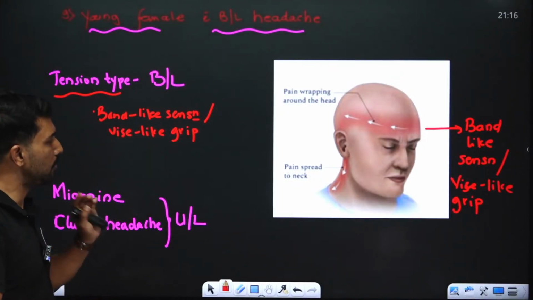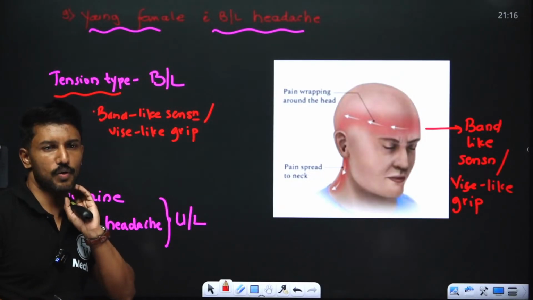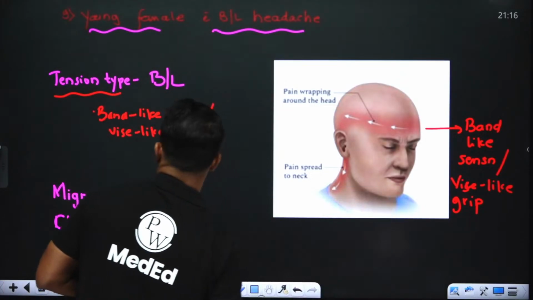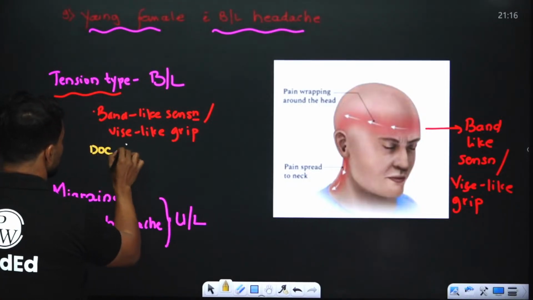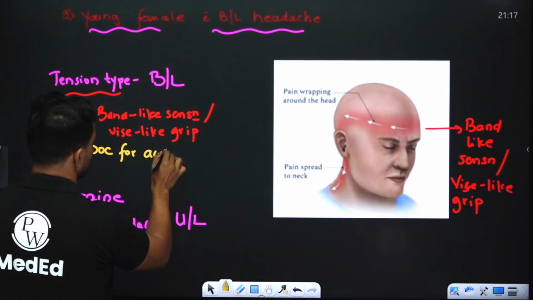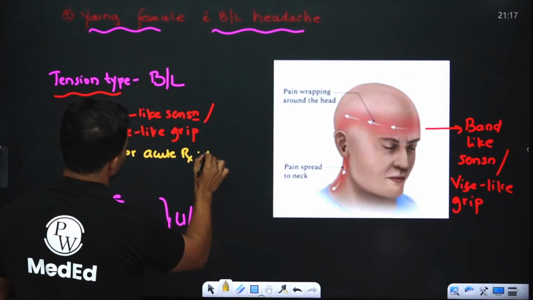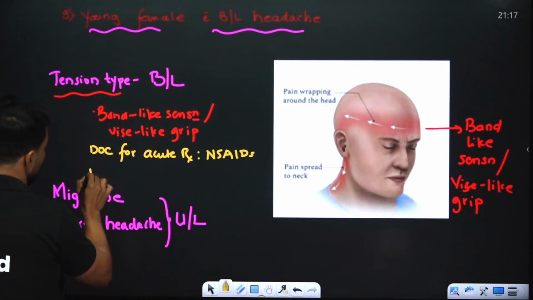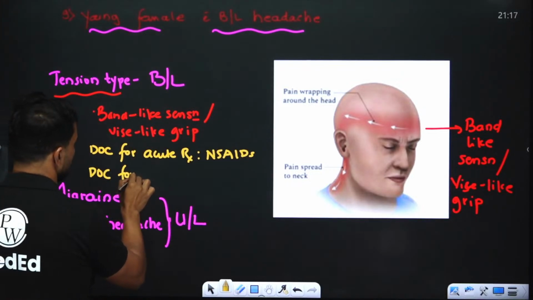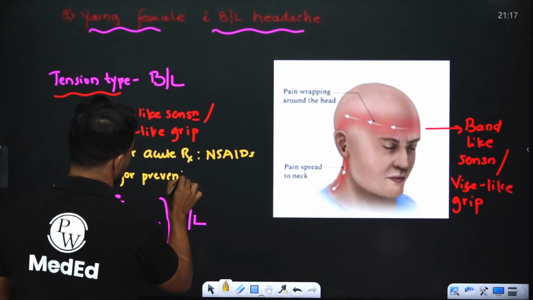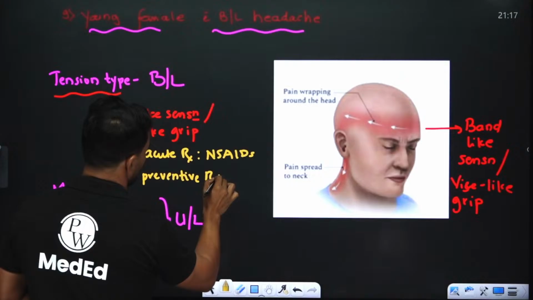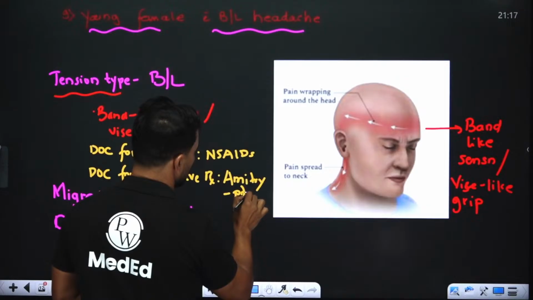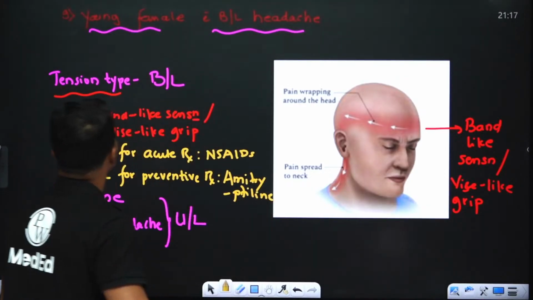Okay. So now tell me, how do you treat this tension type of headache? What is the drug of choice for acute treatment and what is the drug of choice for preventive treatment? Drug of choice for acute treatment: when the patient is going through headache, I will give simple painkillers, right? NSAIDs, including paracetamol, are considered as drug of choice. Drug of choice for preventive treatment is amitriptyline, which is a tricyclic antidepressant.